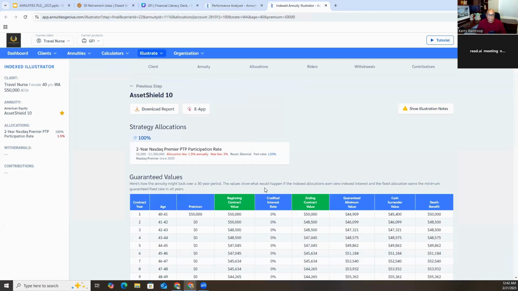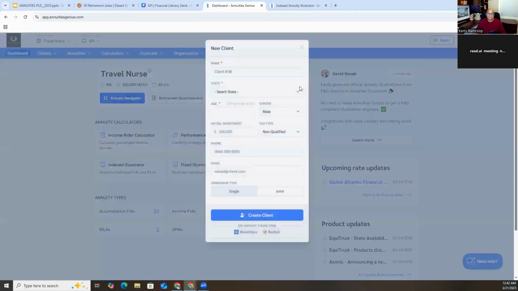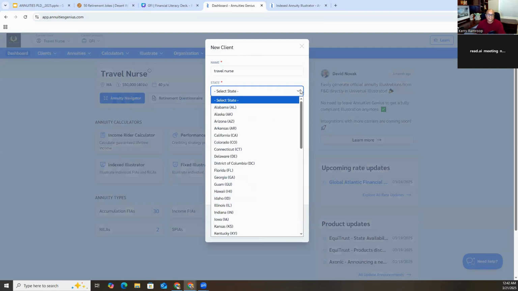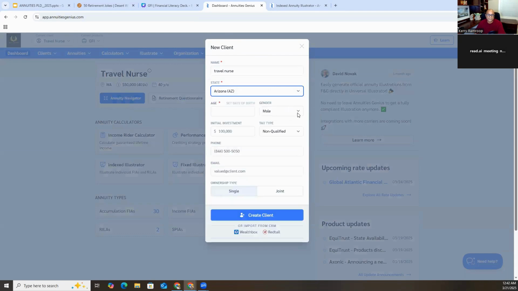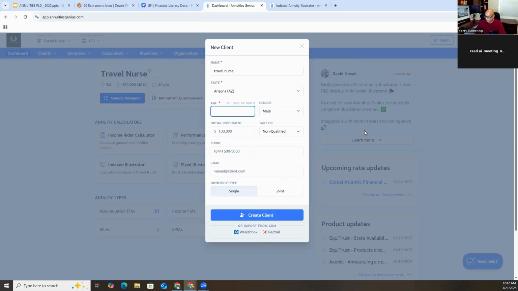For whatever reason, it is not changing, so I will make a new client. I'll just use the same travel nurse, and let's pick a different state. Let's pick Arizona. Let's make this travel nurse a male. We have the options of using any kind of money from TSA, Roth, wherever. If it's non-qualified, you're talking about someone's savings, or if they have stocks, you use that. We're going to do a situation with somebody with stocks, just for you to see what a figure will look like. So we're going to put this guy, travel nurse, 38. Well, let's put 42, a little older.